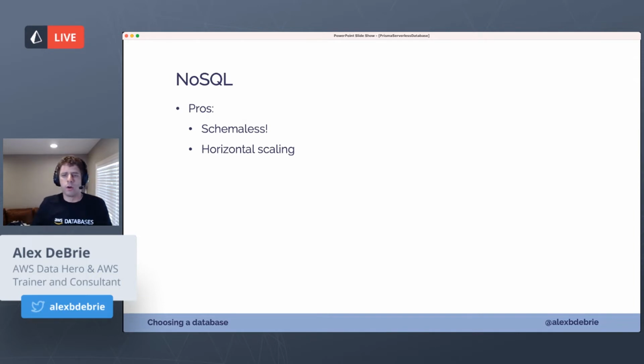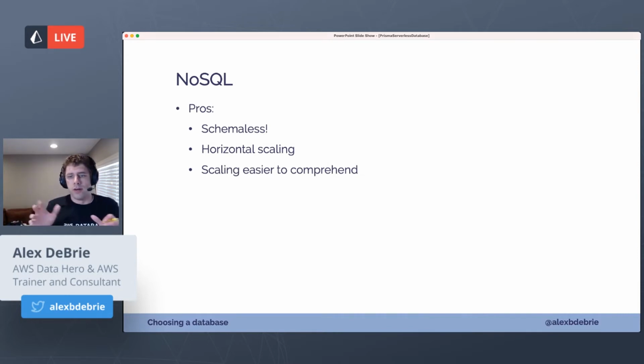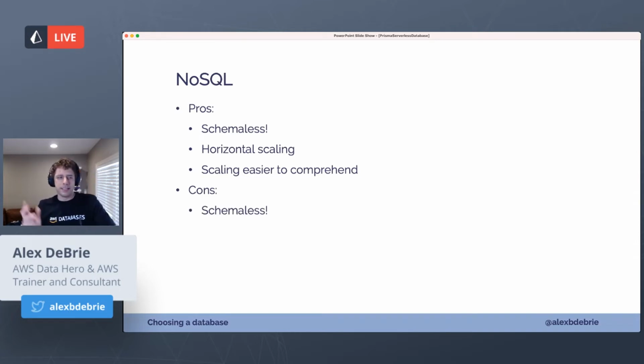Also, it horizontally scales pretty well. So if you do have a lot of data or very high velocity data where you're going to need to scale pretty high, this is going to work well for you. And again, the scaling is easier to comprehend if you understand two or three concepts about this database. You can really tell where it's going to break and things like that, and set yourself up for success in that way.